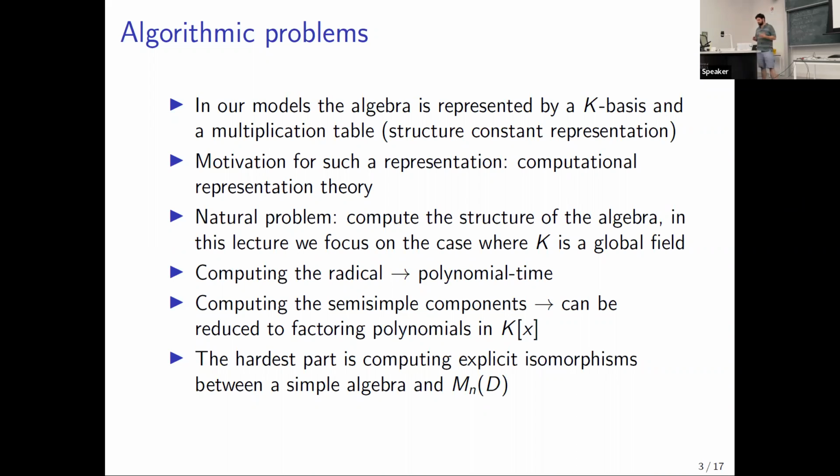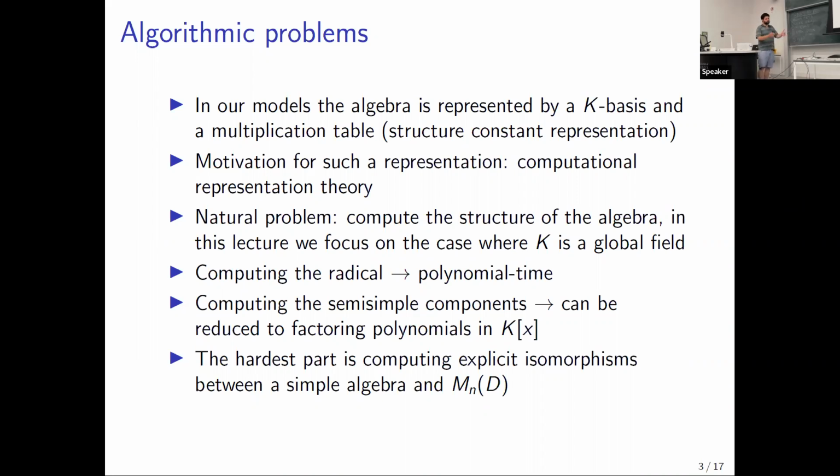Okay, so now you want to compute the structure of the algebra, so you want to compute all those components I mentioned before. First, you want to compute its radical. That is quite easy. If the characteristic is 0, then it's just linear algebra. When it's characteristic p, it's a little bit more complicated, but anyhow, there's a polynomial time algorithm for doing that.